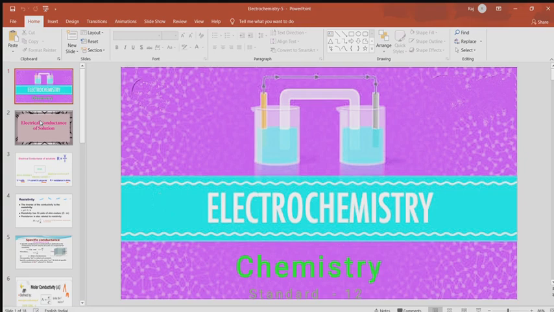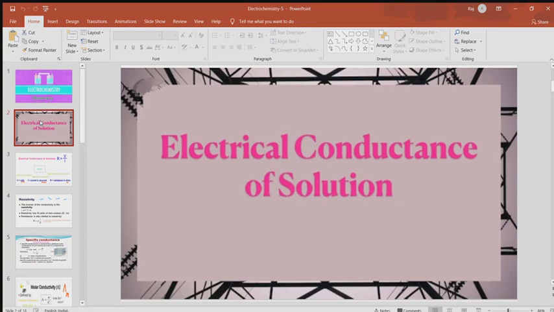Yesterday we studied electric conduction in electrochemistry. What is the definition of electric conduction? The transfer of electric charge or electrons from one point to another point is called electric conduction. Electric conduction is of two types: metallic conduction and electrolytic conduction.